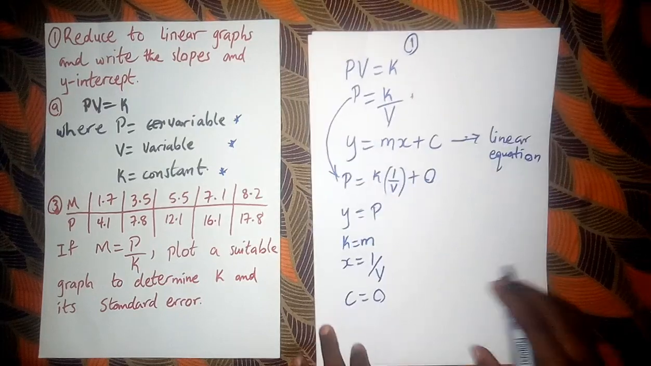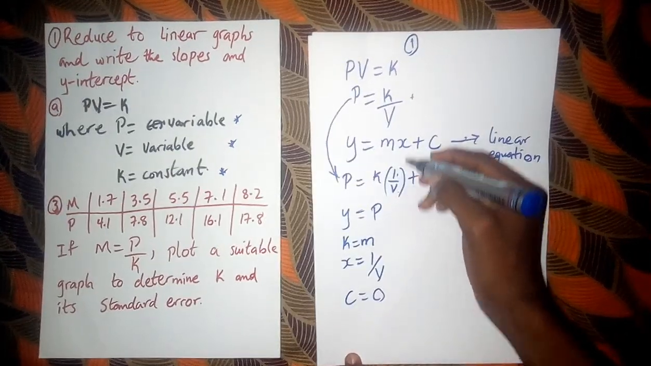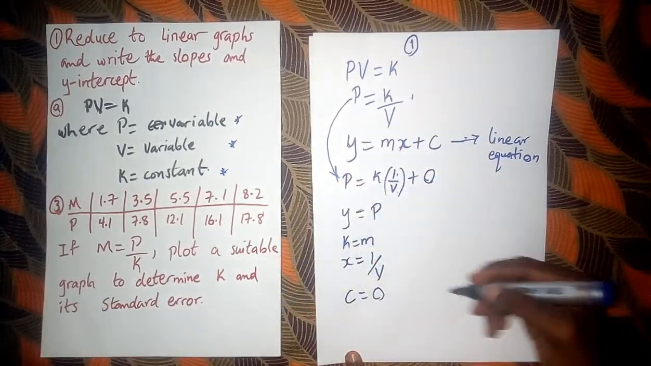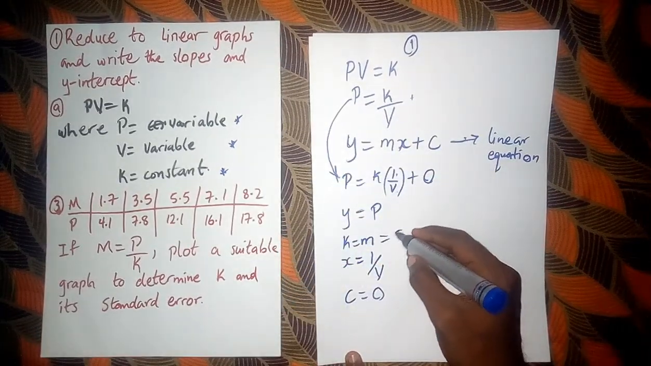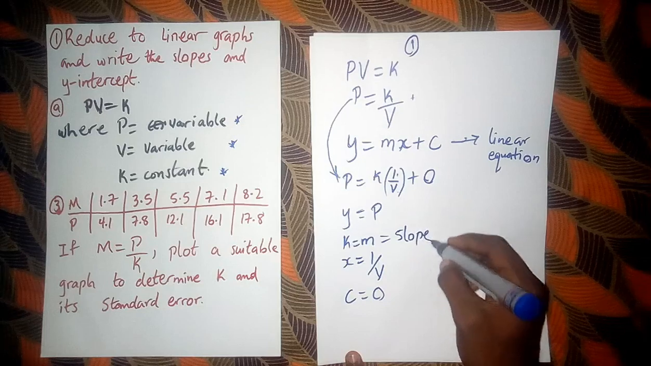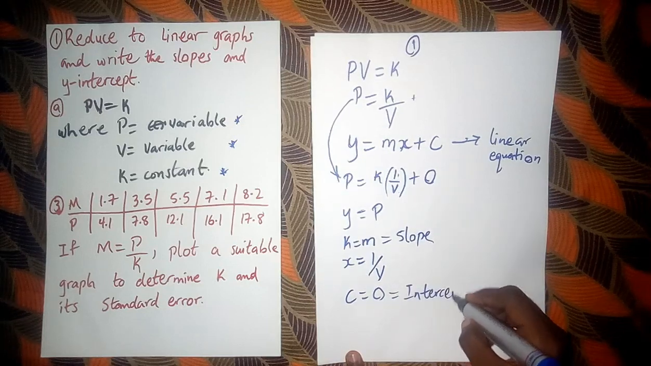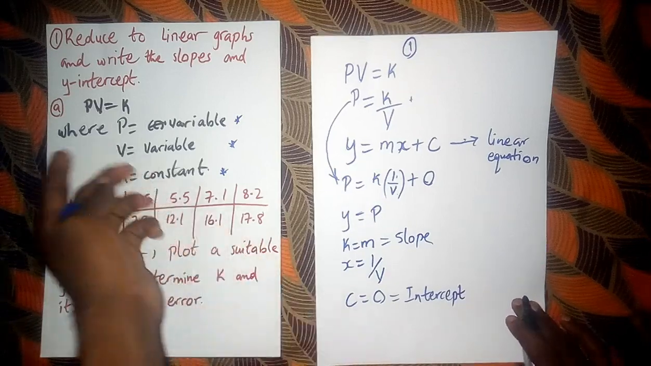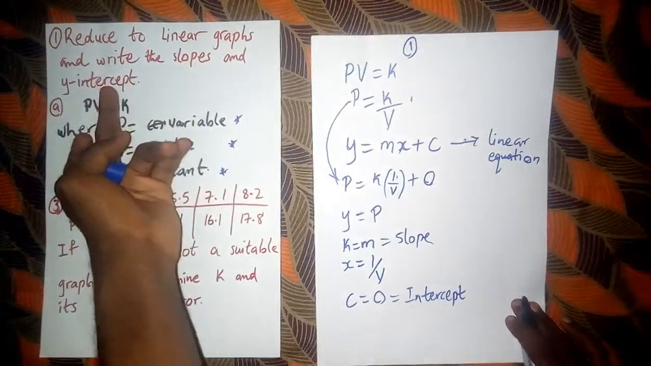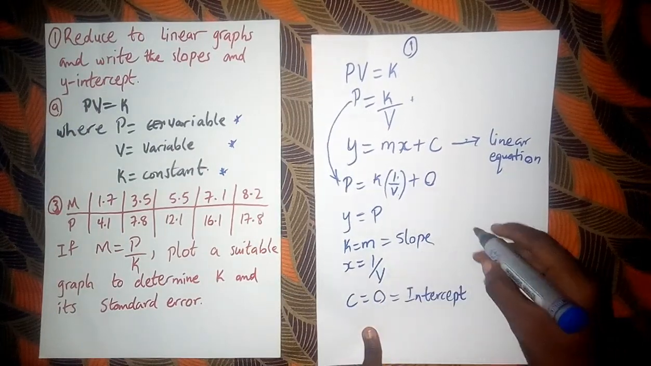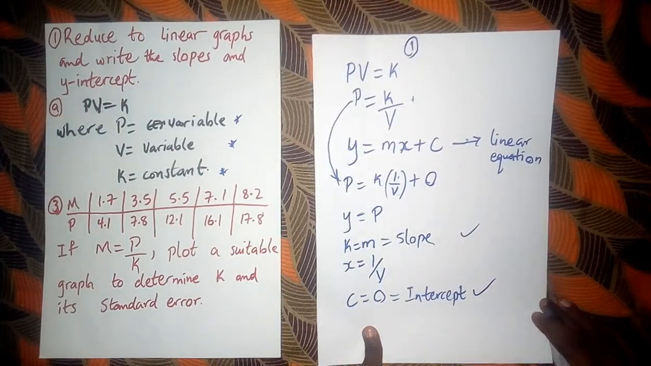Why is that so? Remember, this is a variable and the variable here is x. This is a variable and the variable here is y. Okay, so this is our slope, and then this is our intercept. So we're told we should write the slopes and y-intercept. So this is our intercept and this is our slope. So that's the answer.